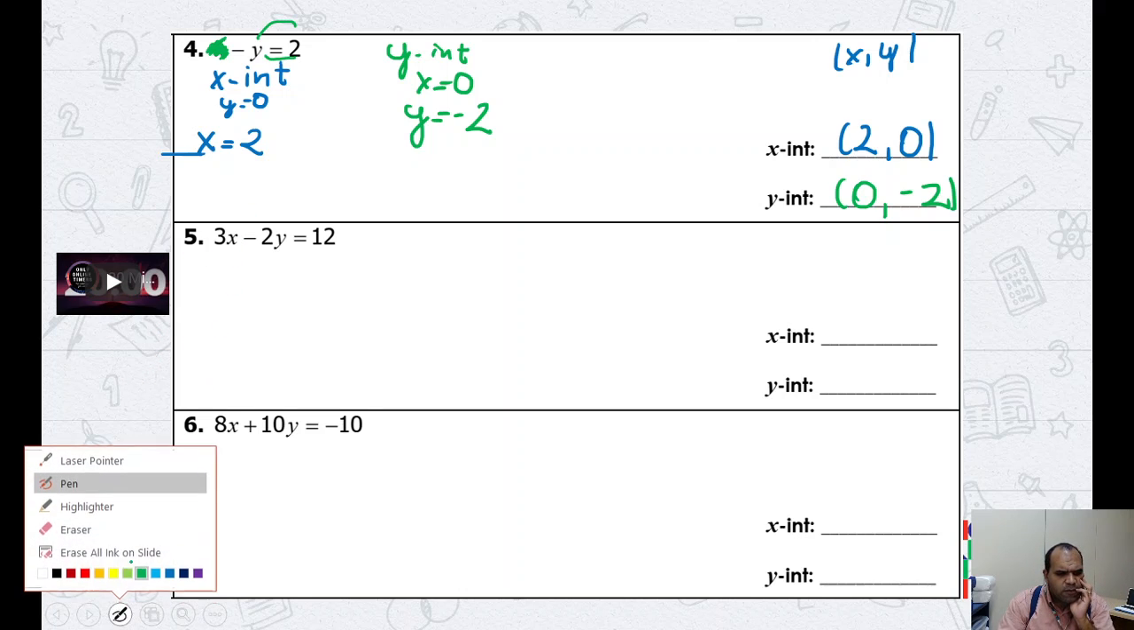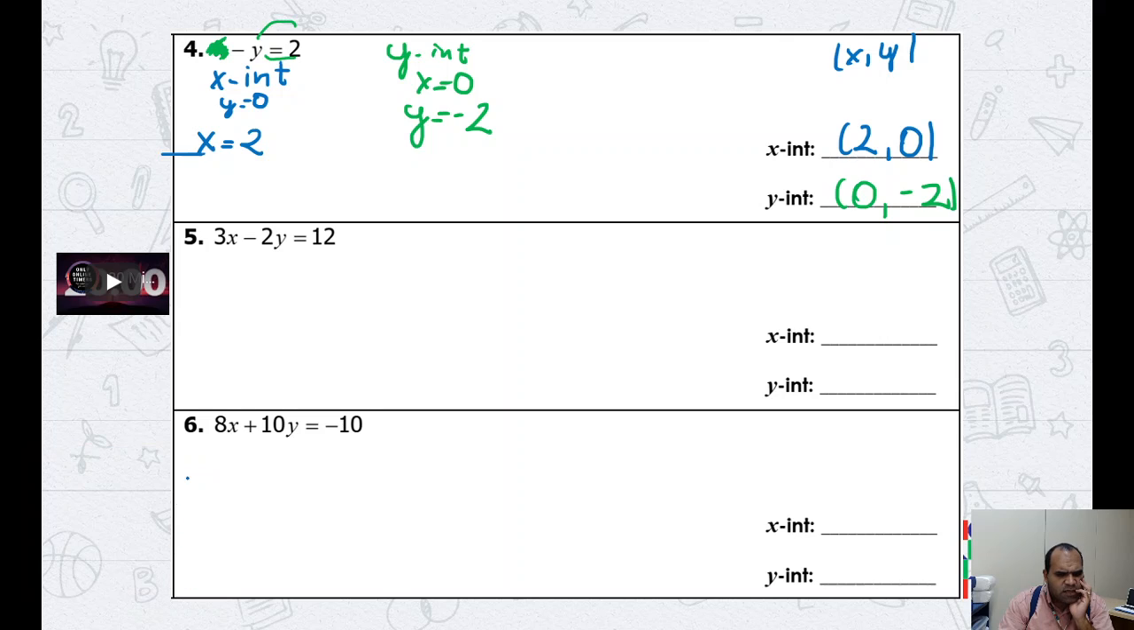Here it's the same thing. Let's do it in blue. I'll solve number 6, guys. For number 6, I'm telling you y equals 0, the x-intercept. Then I don't have this term here. 10 times 0 is 0. Great. And I have 8x equals negative 10.